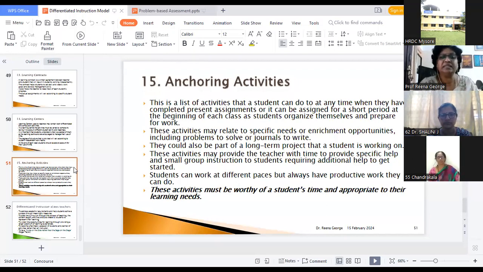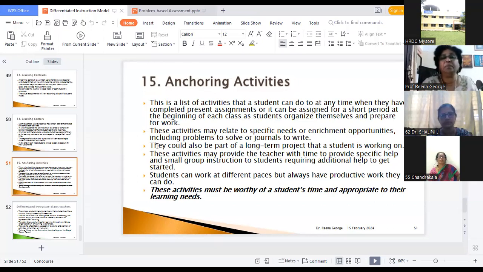Sometimes some students will be going at a very fast pace, and they will complete the topic or the work that has been given. So they can always be given an anchoring activity so that they are fixed to the process of learning that is happening in the class. They don't go away, or go wayward or distracted. Okay, so this is anchoring activity.